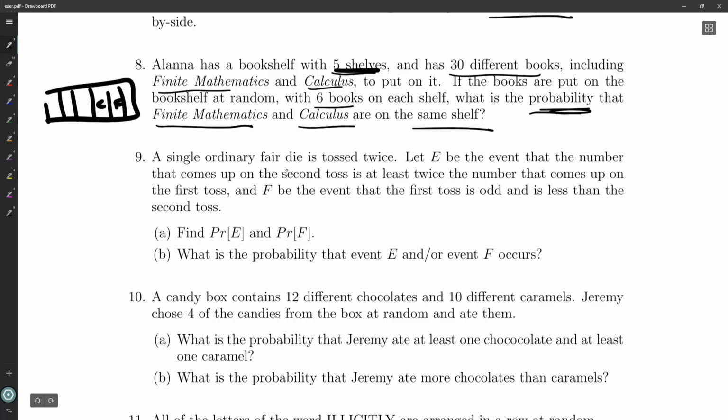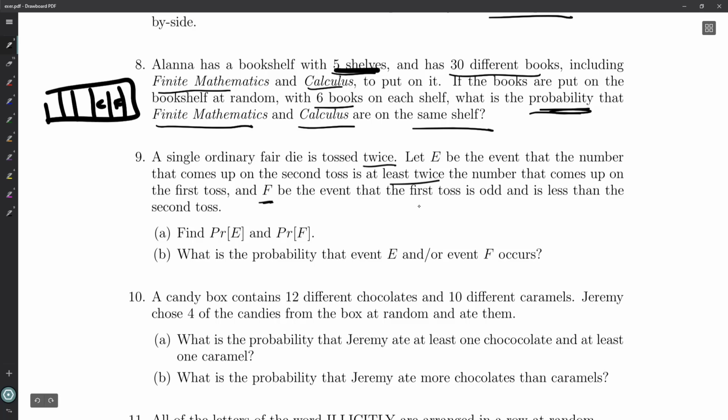A single ordinary fair die is tossed twice. Let E be the event that the number that comes up on the second toss is at least twice the number that comes up on the first toss. I smell some cases coming up.